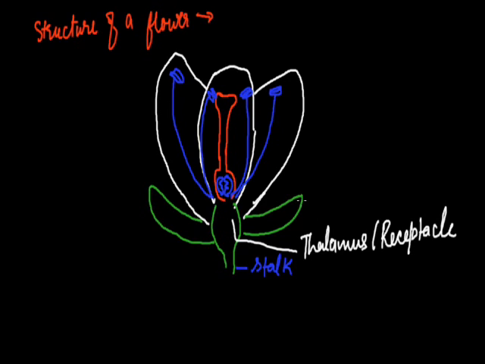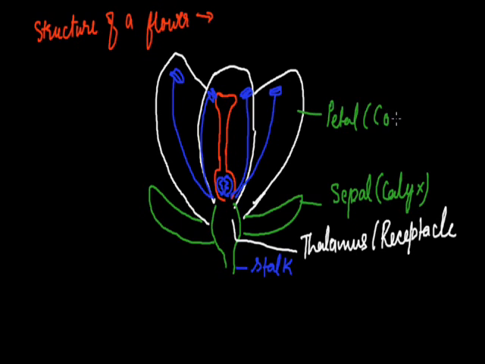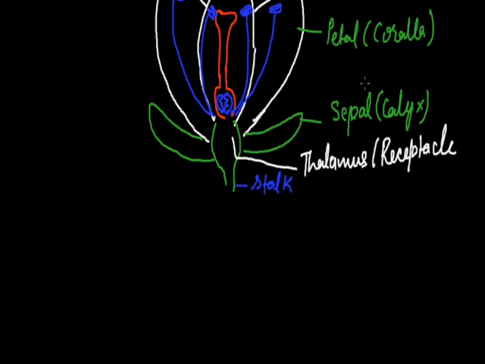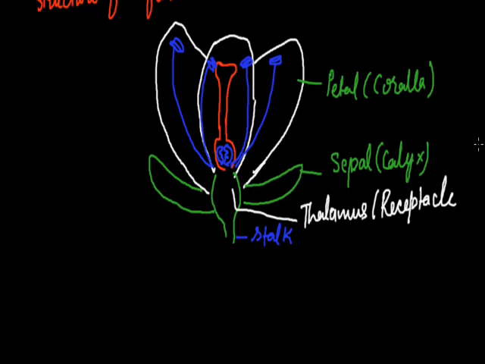Now this part of the flower is called the sepals, also called the calyx. And this colored part is called the corolla or petals. They are all accessory parts of the flower. Now come to the essential parts of the flower, which are known as the stamen and carpel.